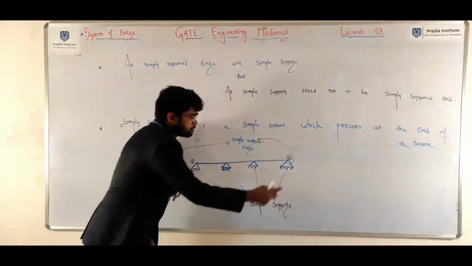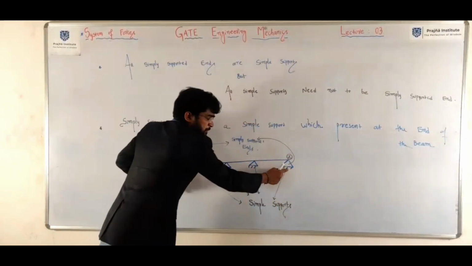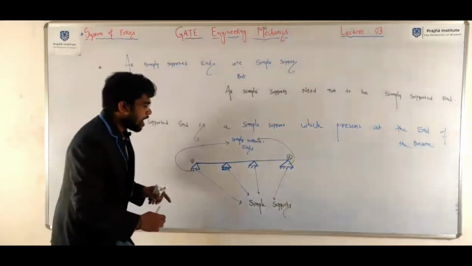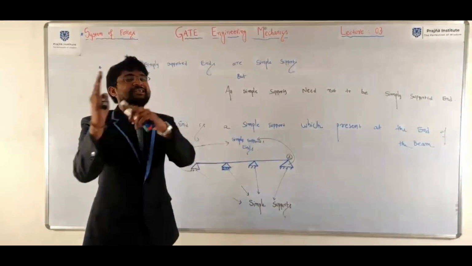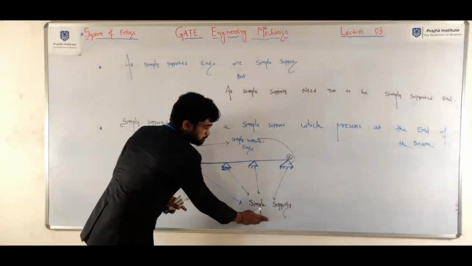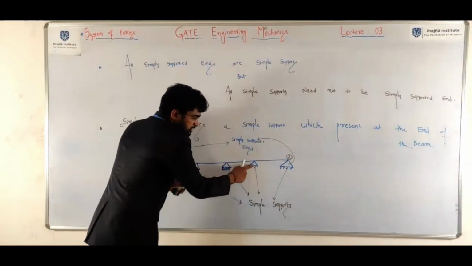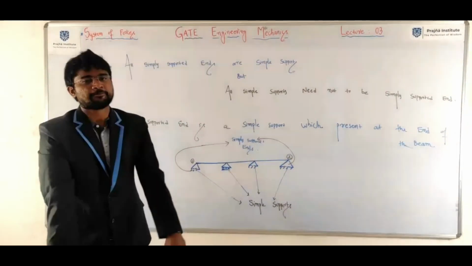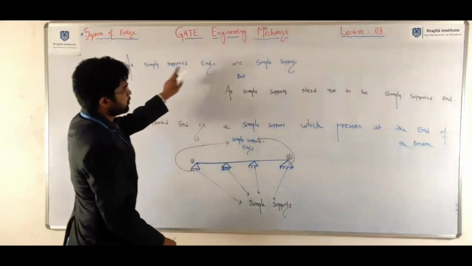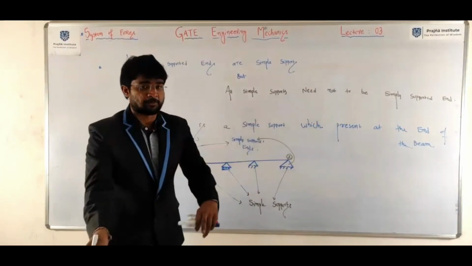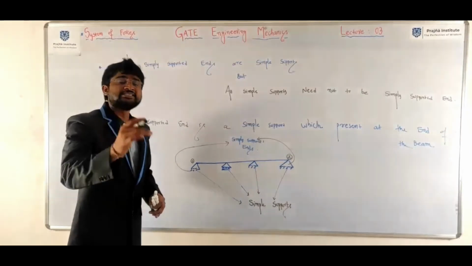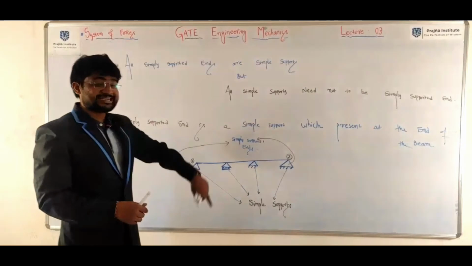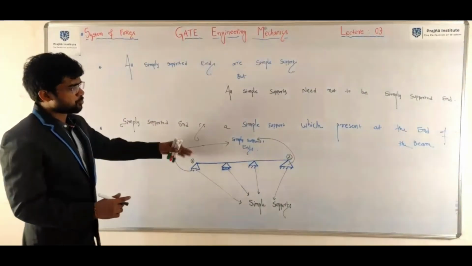Okay. Those simple supports which are present at the end of the beam, they are called simply supported ends. All simple supports need not be present at the end of the beam. Some simple supports are present in between. These simple supports are not called simply supported ends. This is all about simply supported end and simple support. This question came in engineering service examination in the assertion and reason type. It is one good point actually.